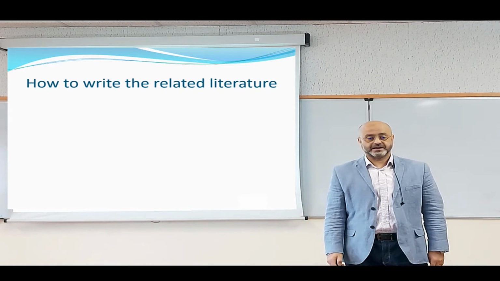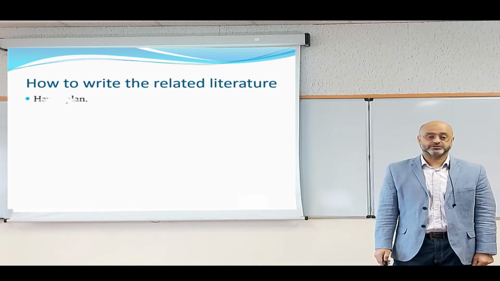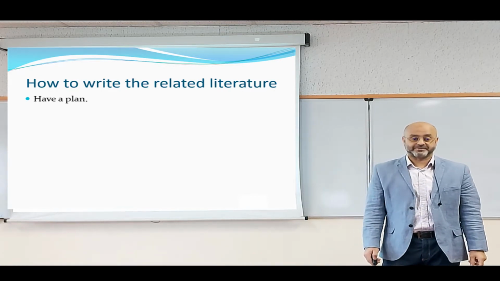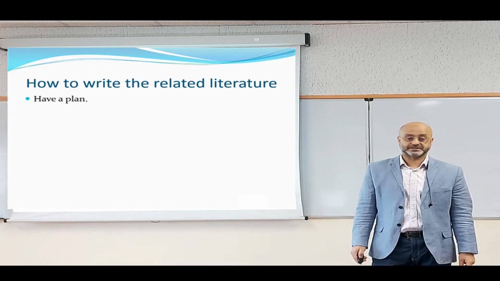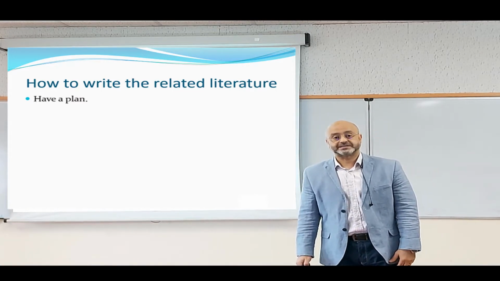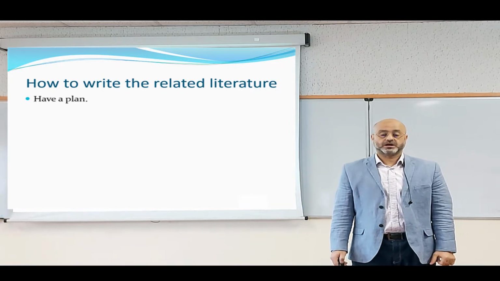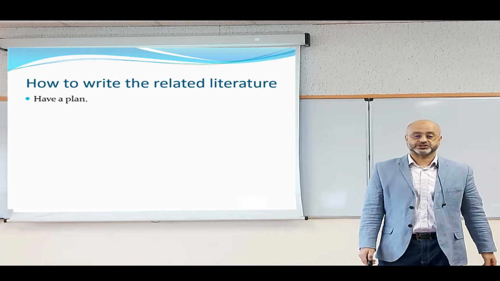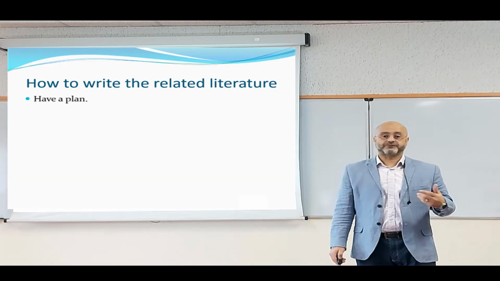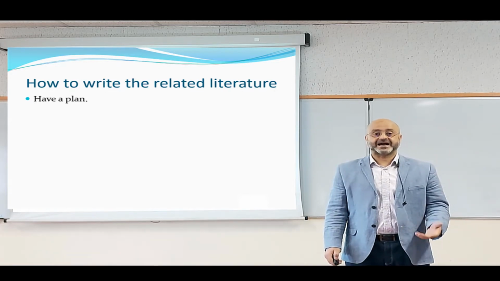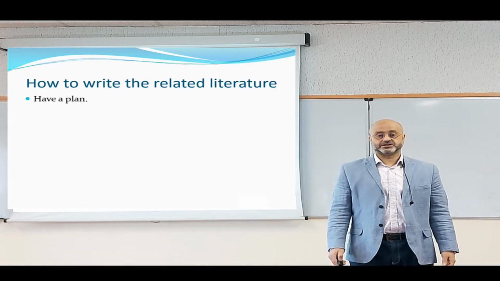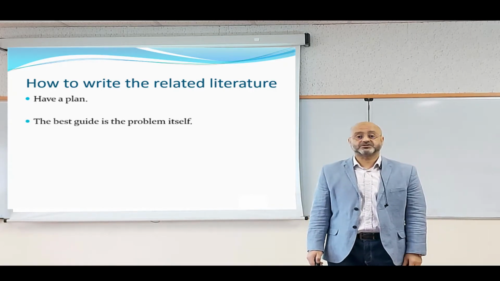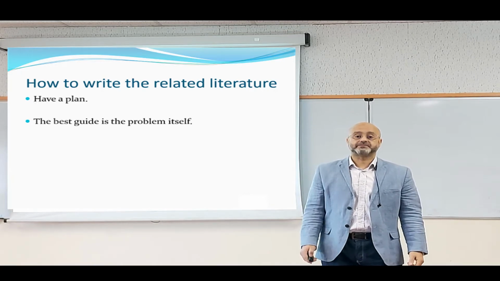How to write the related literature? First, you need to have a plan. We cannot build a house without a plan, for fear that it may collapse, and the same goes for writing a simple essay or a research paper. A plan lends a sense of organization to your writing. It helps you avoid repetition, and it guides you in writing your ideas. The best guide in writing your outline is the problem itself.